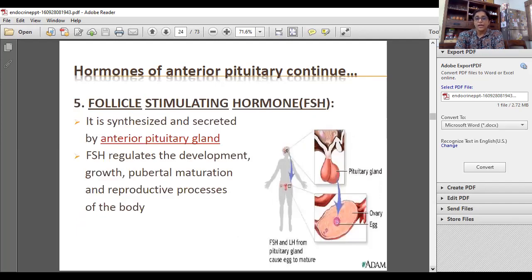Now we have the FSH, the follicle stimulating hormone, which stimulates the ovarian follicles. But we will not be studying the ovaries here with the endocrine system because we have a separate chapter in physiology known as the reproductive system. But I'll be telling you about the FSH. FSH again is secreted by the anterior pituitary. It regulates the development, growth, pubertal maturation, and the reproductive processes of the body. We can say it controls the regulatory mechanism of normal pubertal functioning. And FSH is only a hormone of the female.